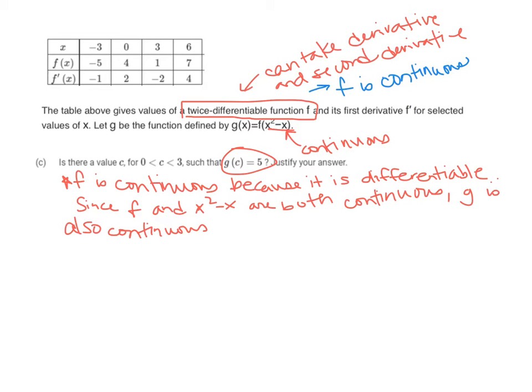So be careful in this type of question. Usually it's more straightforward than this. Not always. This is an example of where it's not straightforward. So for saying g is continuous, you get a point.